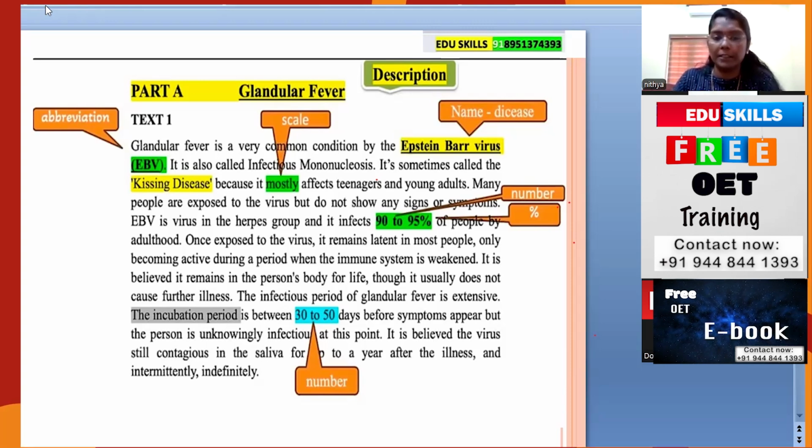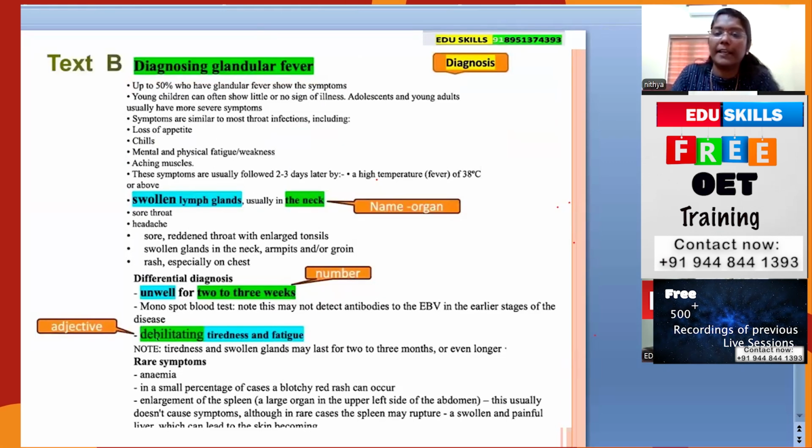Next, in the section below we can see incubation period, then 30 to 50. Incubation period is not mandatory, but you have to underline 30 to 50. That is a number. Whenever you see a number, underline it, because the number or the surrounding area will be the answer. The text heading was the diagnosis, and that is the subheading.